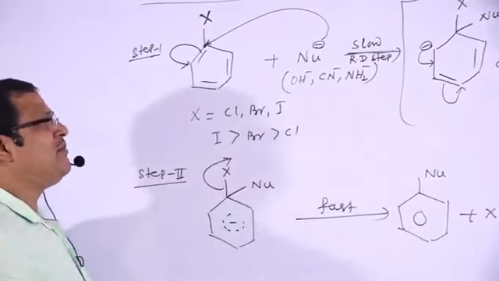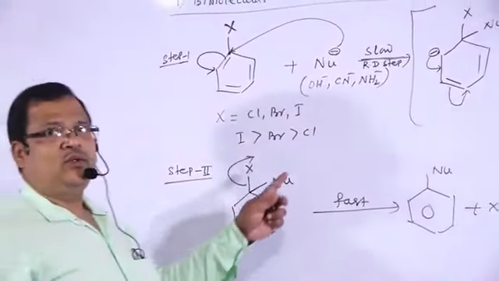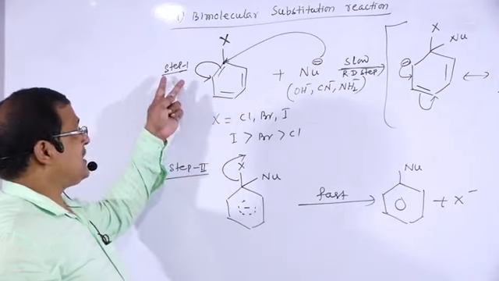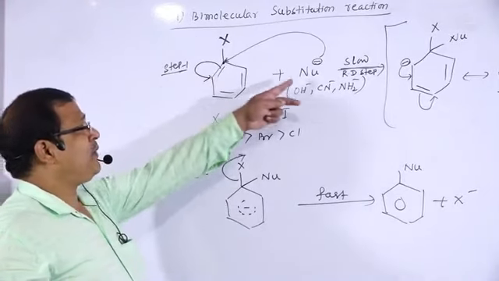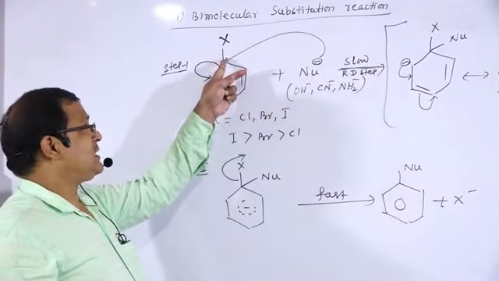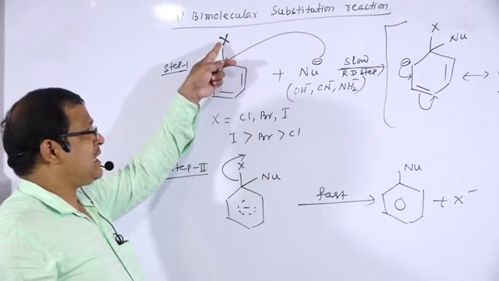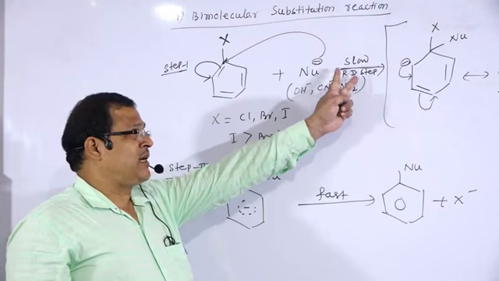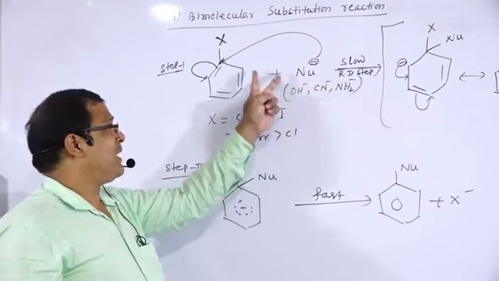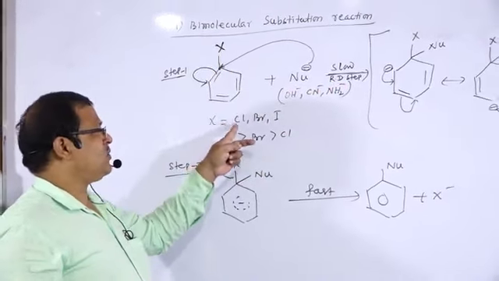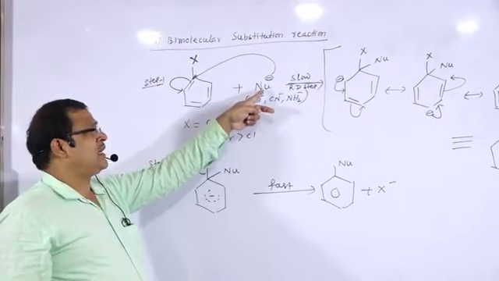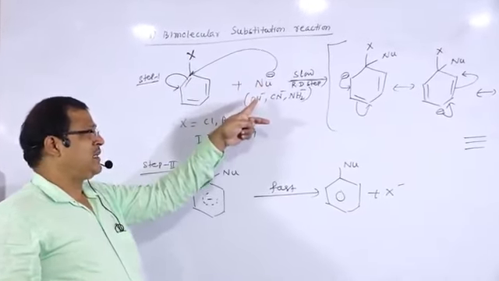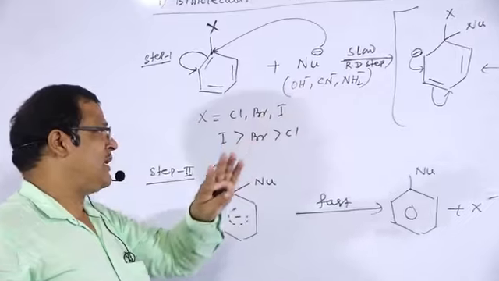So this is a two-step mechanism. In step 1, the nucleophile will attack the carbon atom to which the halogen is attached, and that is resonance stabilized. That is the slow step and the rate determining step. We have mentioned what X is, that is chlorine, bromine, iodine, and what Nu minus is, that nucleophile, which may be OH minus, CN minus, NH2 minus, etc.